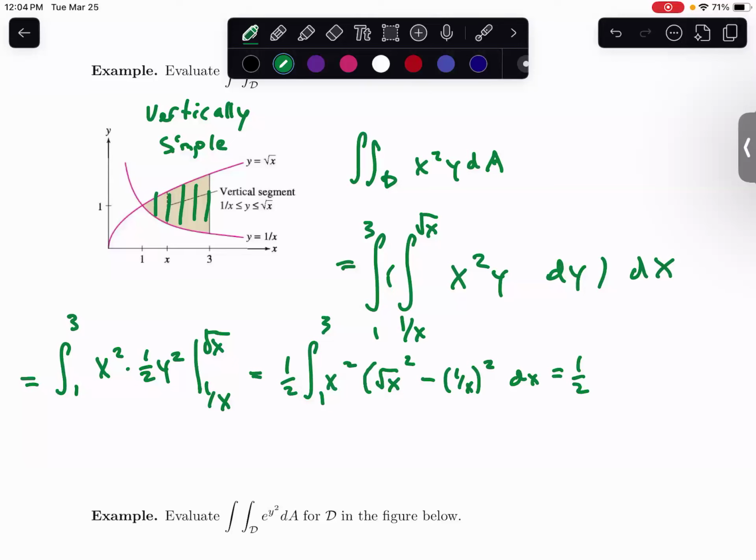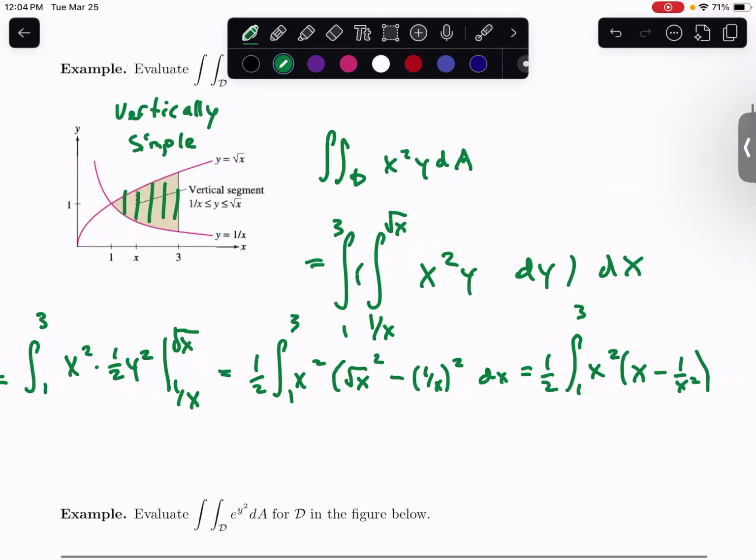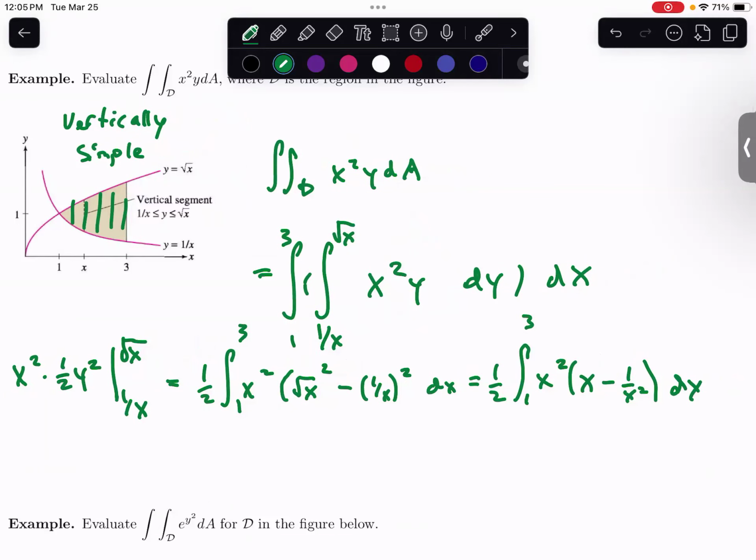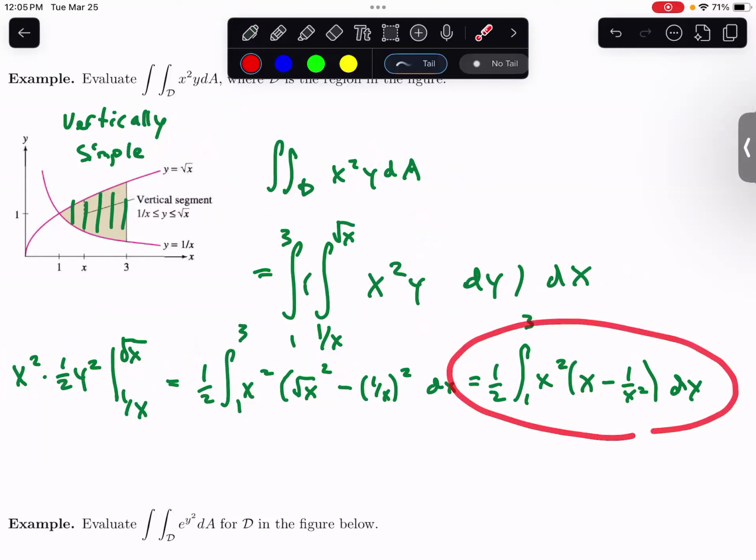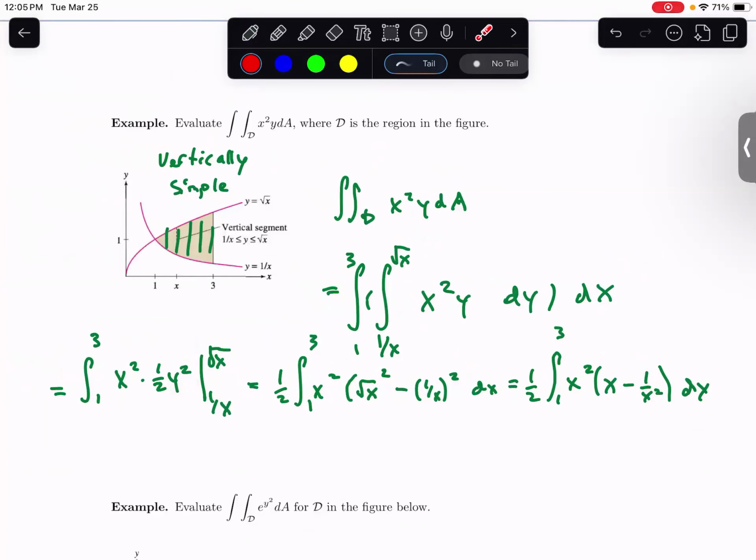So it's 1/2 times the integral from 1 to 3 of x squared. The square root of x squared is this x, and then this is going to be minus 1 over x squared dx. And so now we're left with an integral in terms of a single variable, right? So now we're in terms of single variable calculus. You can just apply what you know from single variable calculus. You don't have to do anything fancy here.